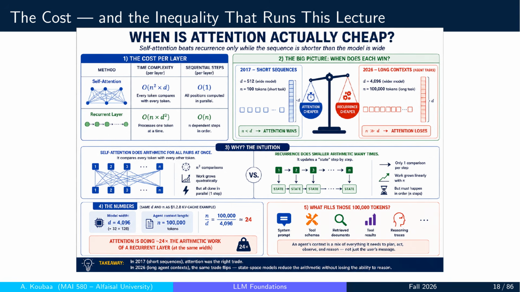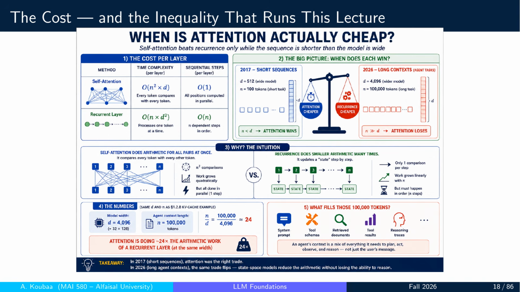Put the two columns together and you see the actual bargain that was struck in 2017. Attention pays more arithmetic per layer in exchange for removing the sequential dependency. That trade was overwhelmingly correct on the hardware of the time, and it's the reason the field moved. But notice that the trade is priced by n, and n has grown by 4 orders of magnitude since.